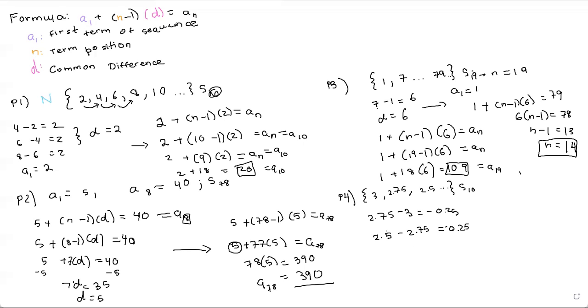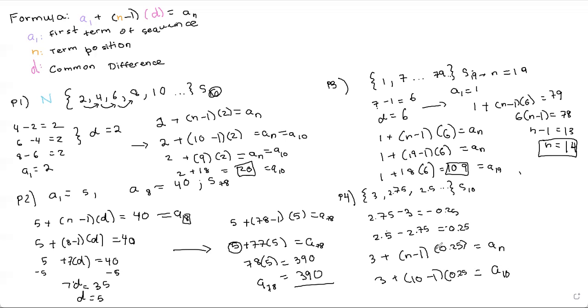So now what we're going to do is write our explicit formula. We know that our first term is equal to 3 plus (n minus 1) times 0.25, which is equal to an, right? Now we know that our n value is equal to 10, so we're just going to solve like we always do. So a10 is equal to 3 plus (10 minus 1) times 0.25.